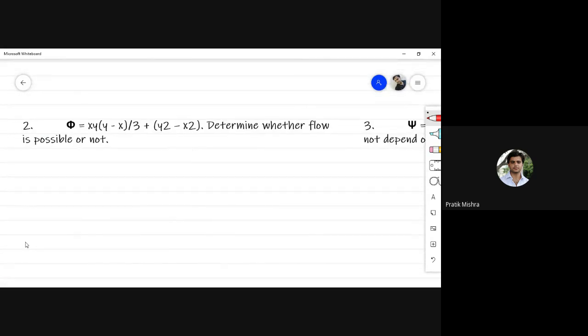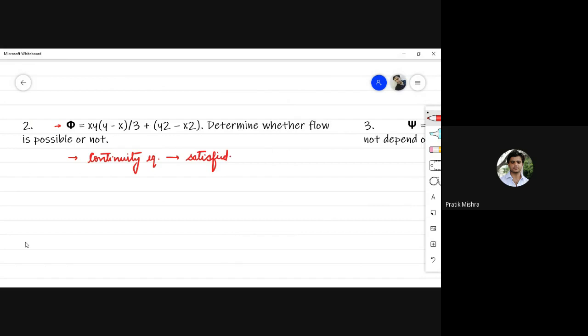Our next question says that if phi is given as xy into (y minus x by 3) plus y square minus x square, then determine whether this flow is possible or not. You are given a function phi and you need to determine whether flow is possible or not. Whenever such a question comes, you need to satisfy your continuity equation. If your continuity equation is satisfied, then that flow will exist.